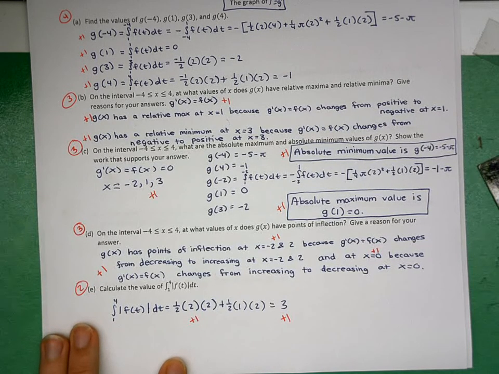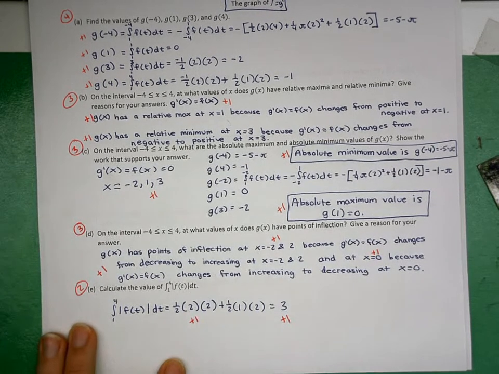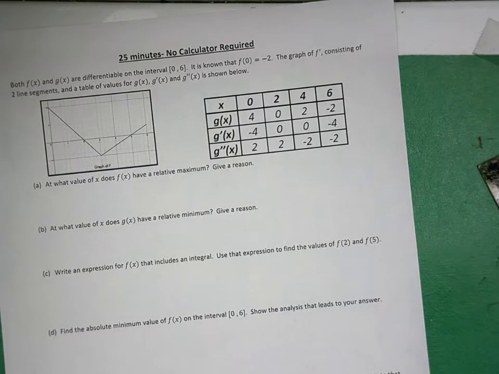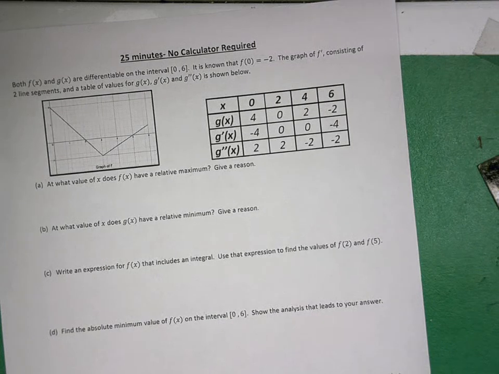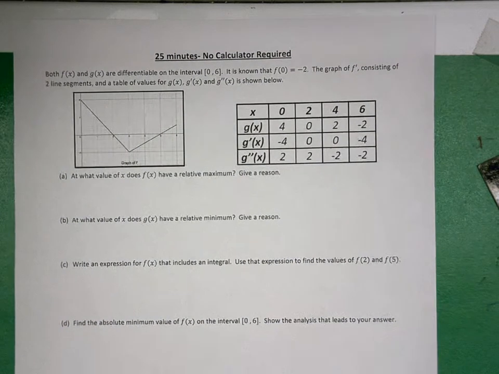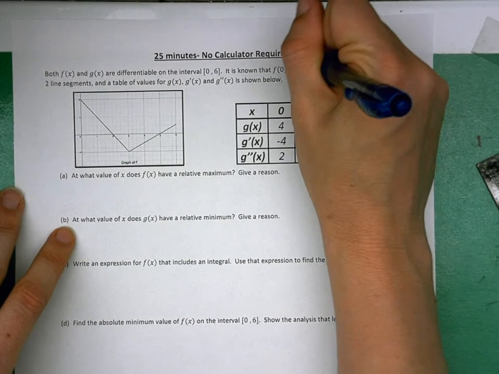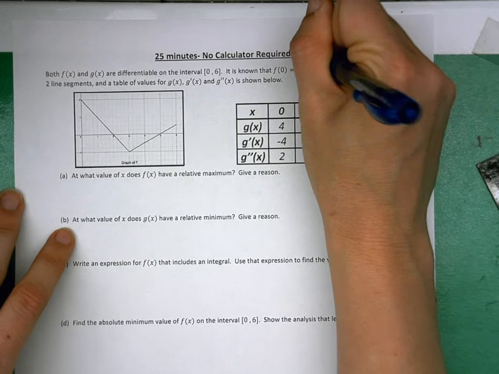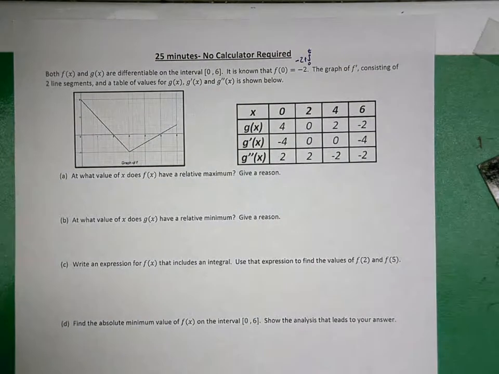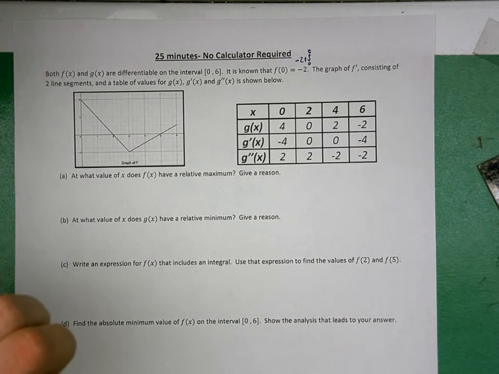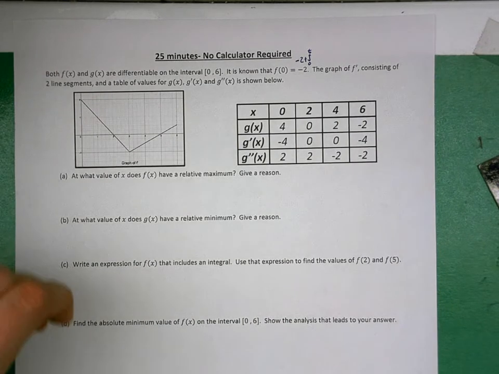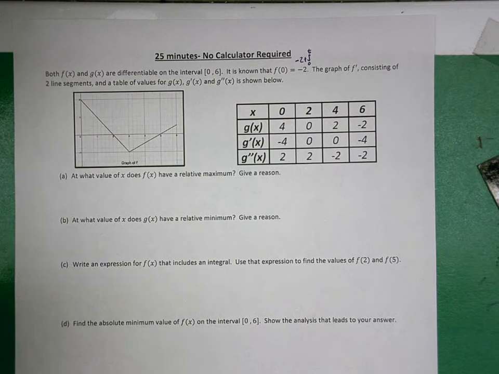Okay, last one. We have a graph of f prime and a table with values of g prime and g double prime. On the interval 0 to 6, it is known that f of 0 equals -2, so I'm going to go ahead and write that down. The graph of f prime, consisting of 2 line segments, is shown along with g prime and g double prime in the table. A: at what value of x does f of x have a relative maximum?